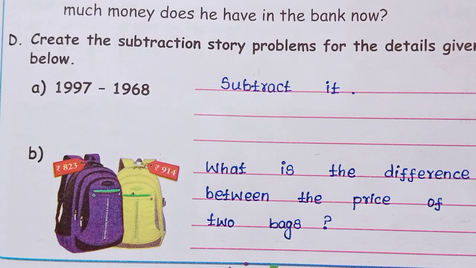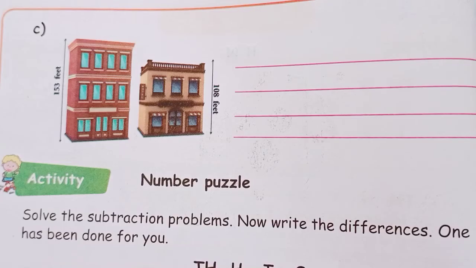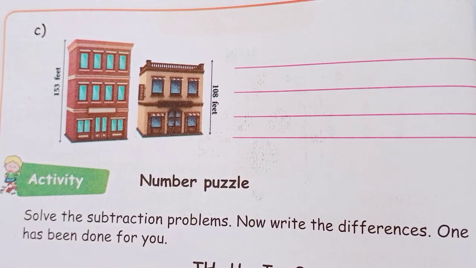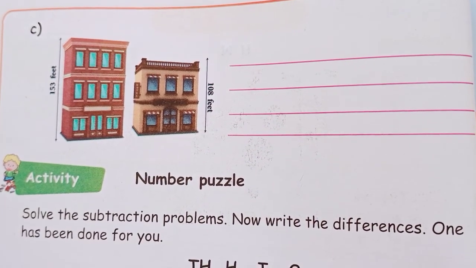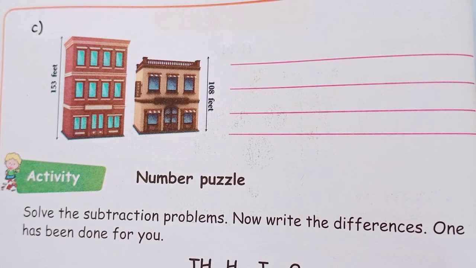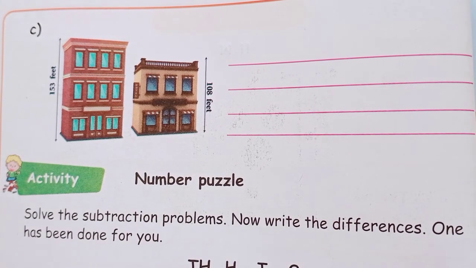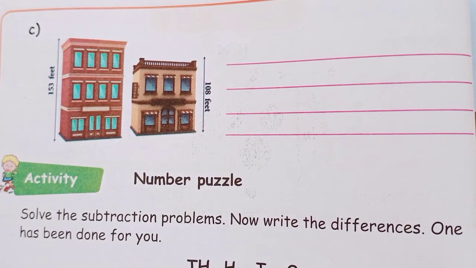Then see the next page, page number 38. Take the next page, book page number 38. All of you have taken book page number 38. 2 buildings are here. Yes. How many buildings? 2 buildings. Now you have to make the problems.